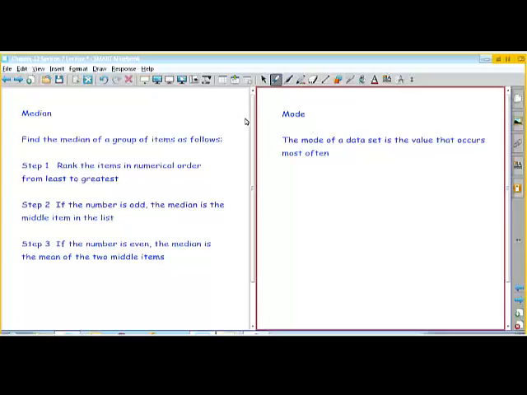Mode is used much less frequently than mean and median. Those are the two important ones. We'll show you how to do it, but the reality is that it's not used that much.